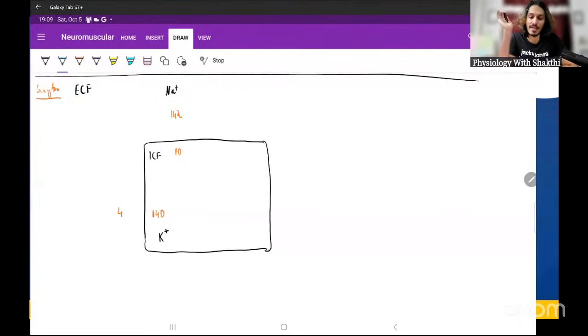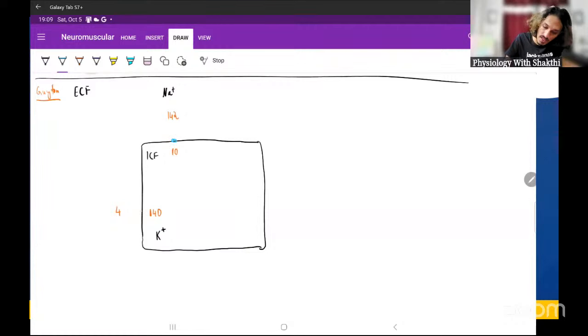Okay, so what does that mean? If I were to open up a transporter, any sort of channel over here, by normal diffusion, sodium would ideally try to go inside. Potassium would ideally try to go outside. This is the first thing I want you to understand. So the major extracellular cation is your sodium, the major intracellular cation is your potassium.